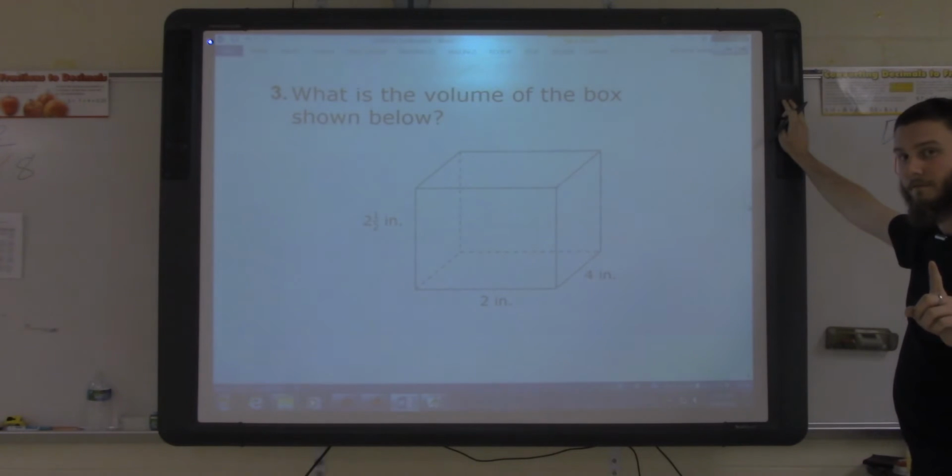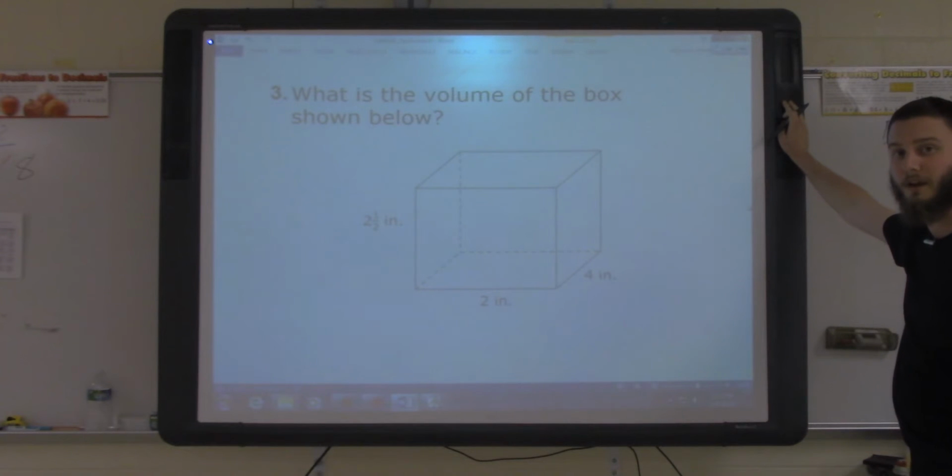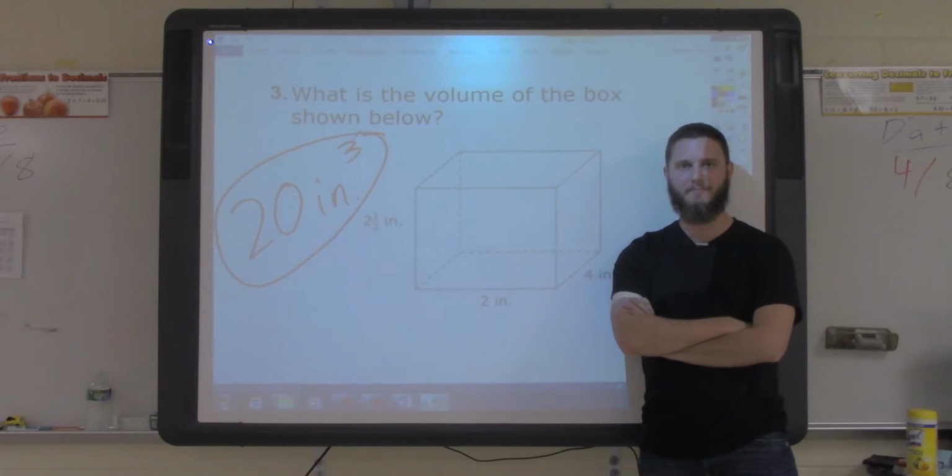Remember, to find the volume of a cube or a rectangular prism, no matter the dimensions, you're going to have to do length times width times height. And this is all being measured in cubic units. I'll count to 3, and in that time, you're going to need to pause this video. 1, 2, 3. All right, time's up.